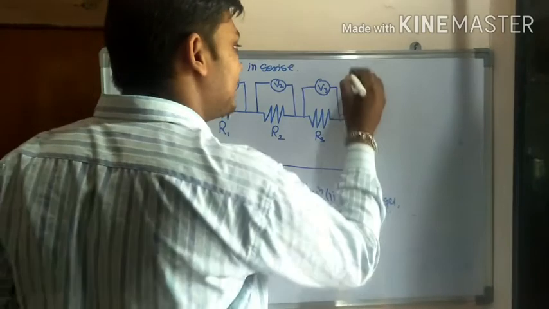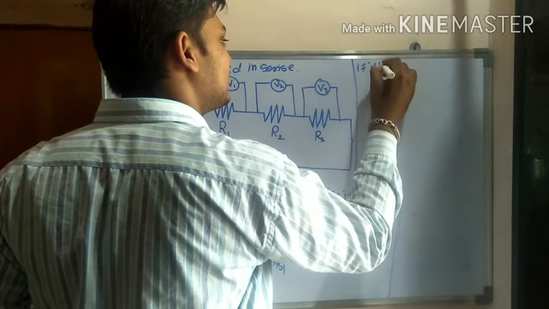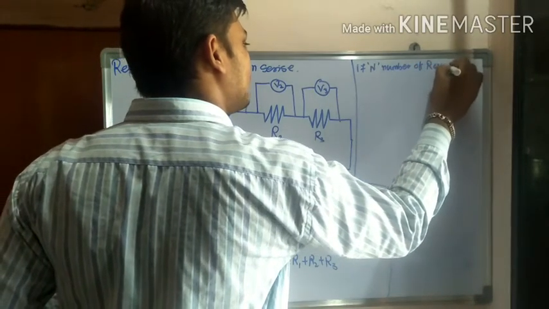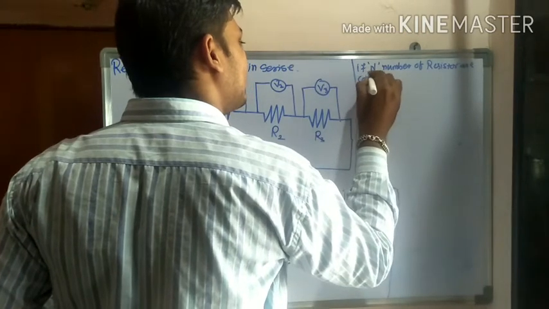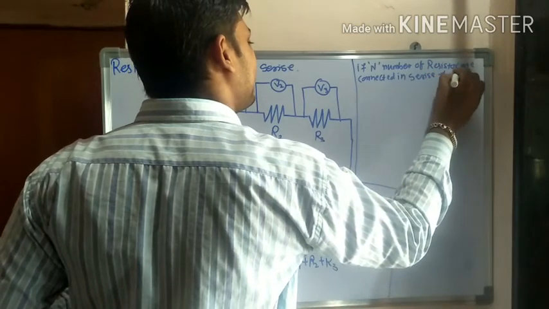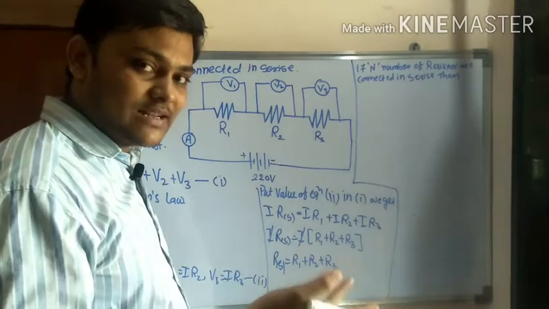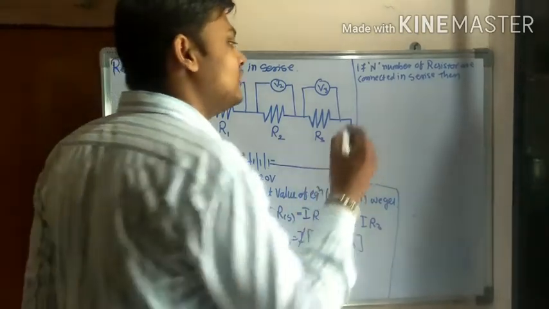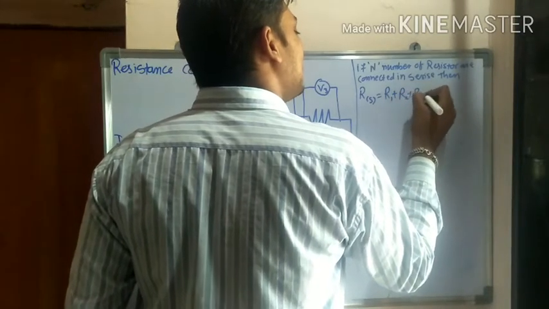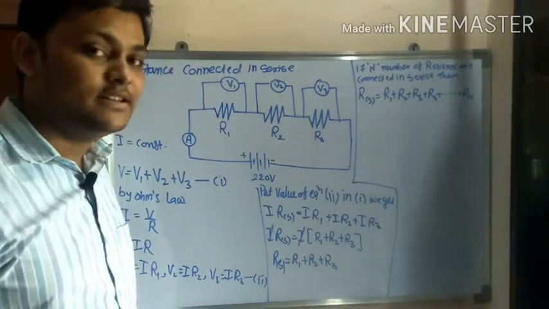But if n number of resistor are connected in series, then अगर n नंबर है, 3 है तो R1 प्लस R2 प्लस R3, 4 है तो R1 प्लस R2 प्लस R3 प्लस R4. बट n नंबर ऑफ रेजिस्टर आर कनेक्टेड, एट दैट टाइम वी यूज RS इज इक्वल टू R1 प्लस R2 प्लस R3 प्लस R4 प्लस अप टू प्लस RN, where RN is the effective resistance.